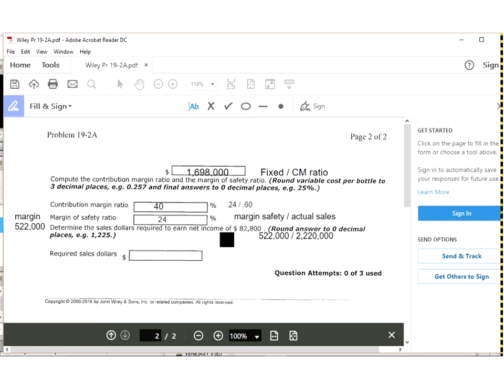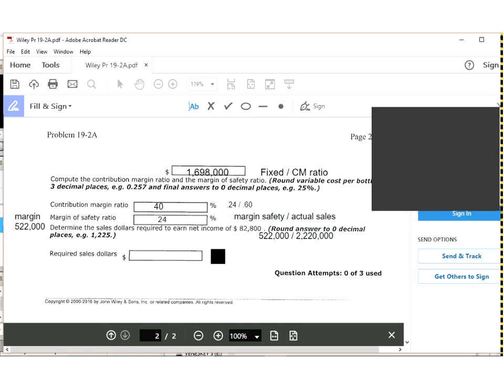Last item, determine the sales dollars to earn $82,800. This is just like that one where we talked about in my notes the break-even point, and then the next one was target profit. That's what this is. This is our target profit of $82,800. So remember, all you got to do is exactly what we did for break-even, except we need to add now an extra $82,800 to my fixed costs.